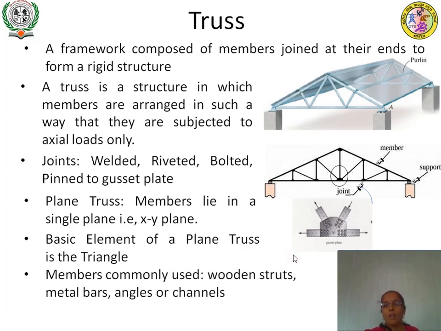And then it may be made up of wooden struts. So these elements may be made up of wooden struts, metal bars, angles or channels. Normally the trusses will be made up of either wood or steel. Wooden trusses are usually used for roof trusses, that too for a smaller span, whereas steel trusses are used for longer spans, both for roof trusses as well as for bridge trusses or bridge girders, used as girders in bridges as well as trusses in roofs.